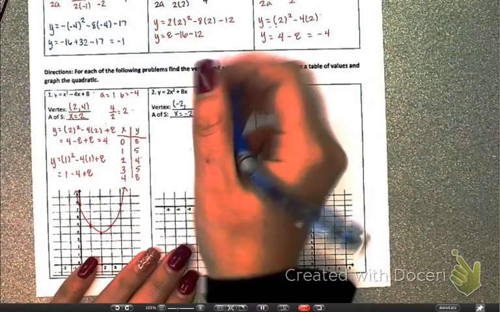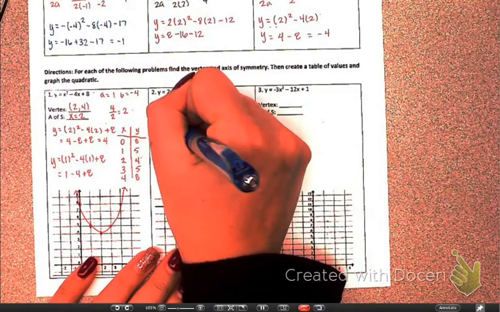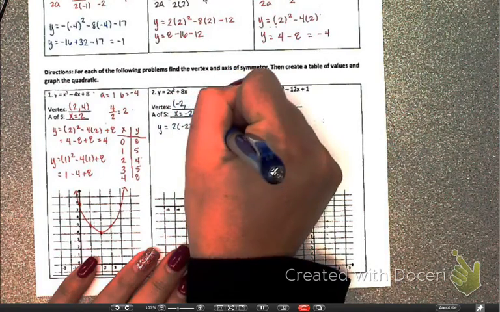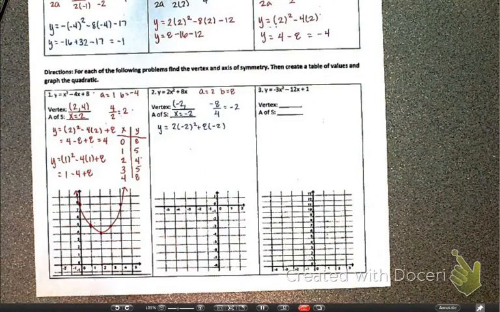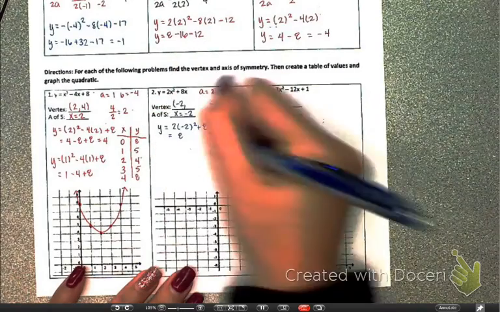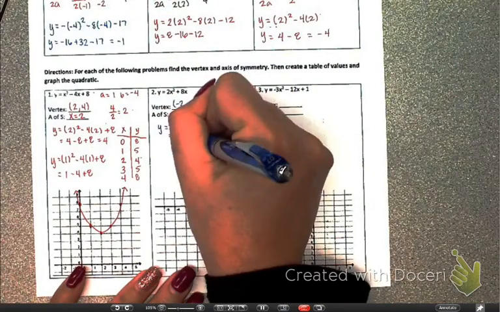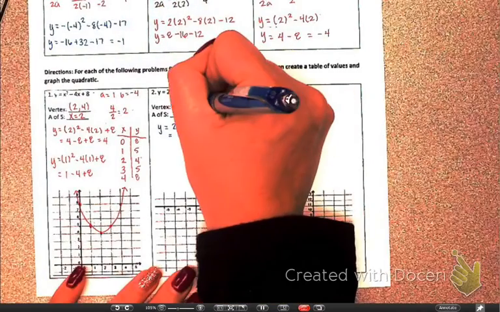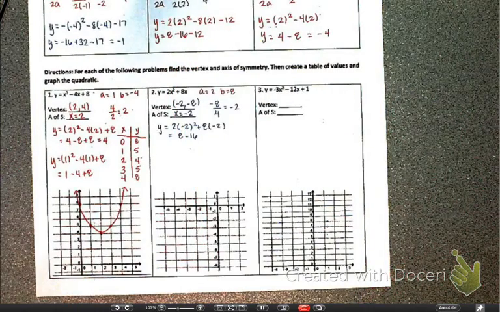Okay, I'm going to plug everything in, so y equals 2 times negative 2 squared plus 8 times negative 2. Negative 2 squared is 4. 4 times 2 is 8, minus 16. And 8 minus 16 is negative 8. So your vertex should have been at negative 2, negative 8. Again, if you mess up, it's going to be with your positives and negatives. So just be very careful.